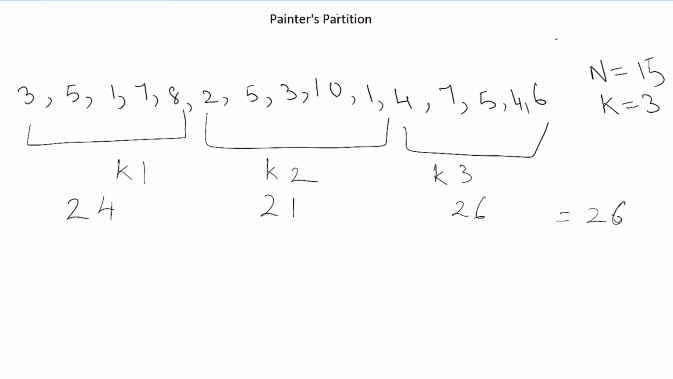First we need to define our search space, the minimum time and the maximum time taken, so that we can solve this problem with binary search. So first our L will be the max of all elements in this array. For example, the max element here is 10, so it will be 10. Since if we had an array such as 10, 1, 1, 1 and k equals 2, then the minimum time will be 10.